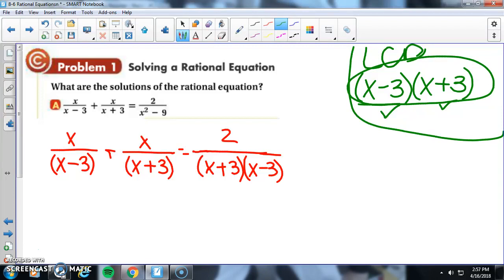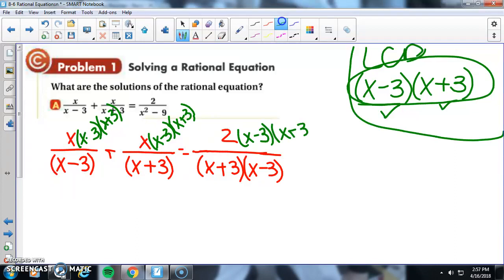What we are going to do is multiply this to our entire equation, which means writing it in the numerator of every fraction. X minus 3, x plus 3, x minus 3, x plus 3, x minus 3, x plus 3. And now by doing this, we will be able to cancel every denominator.